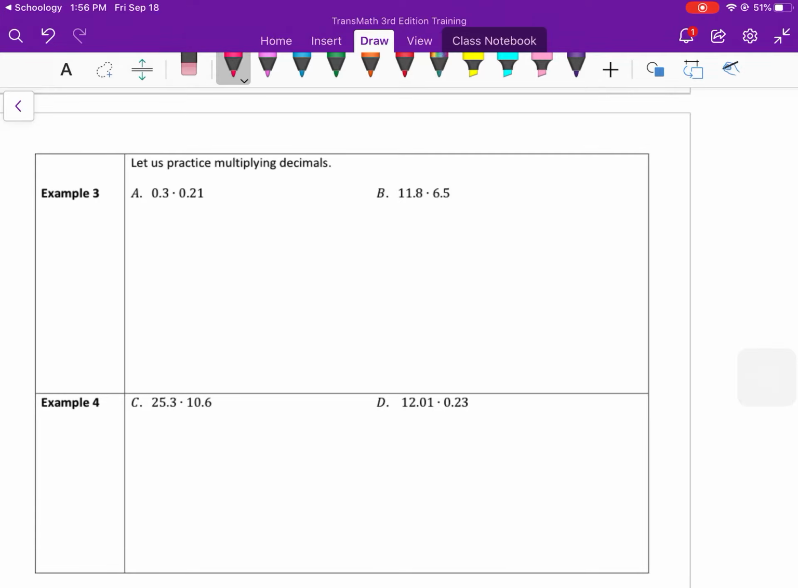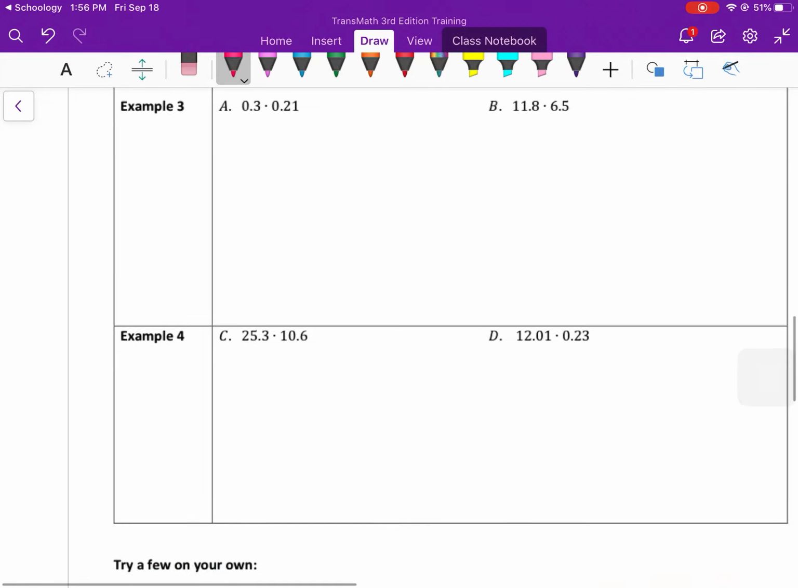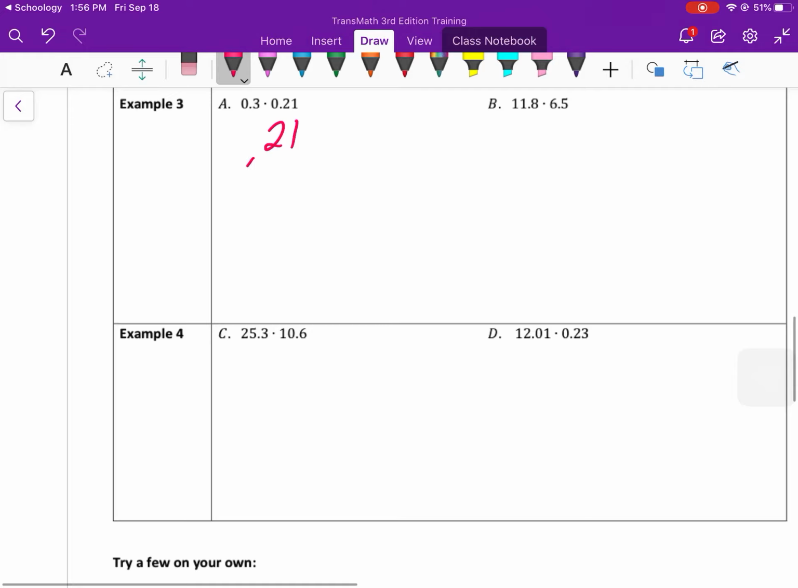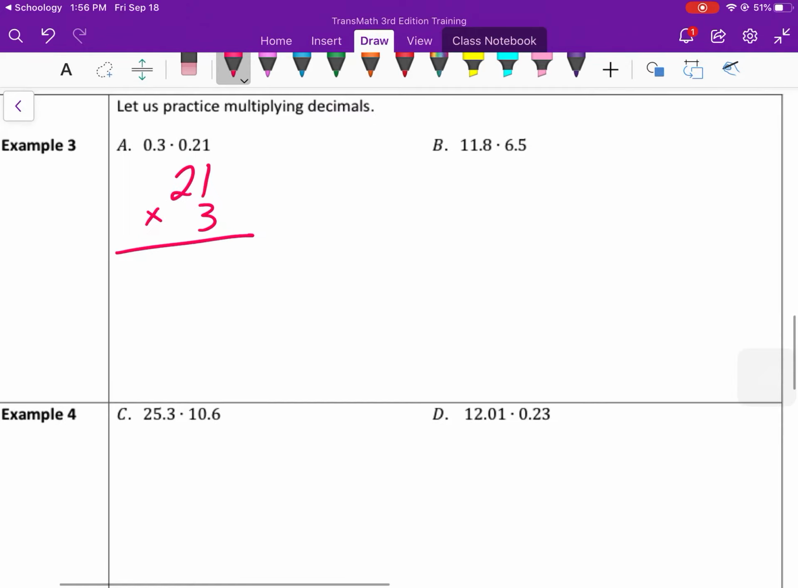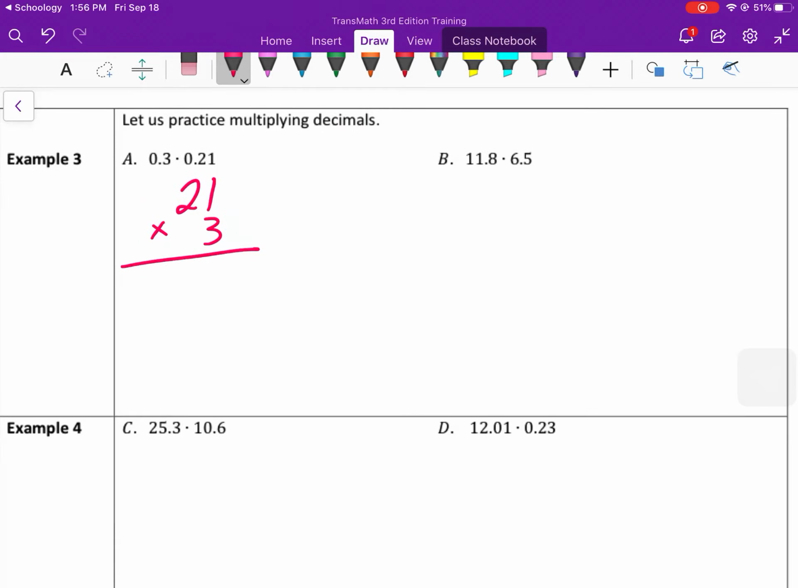Okay, so let's practice multiplying decimals. If I want to do 3/10 times 21 hundredths, I'm going to set this up so that it is 21 times 3. So I'm going to multiply like I would with whole numbers. So 3 times 1 is 3, 3 times 2 is 6.